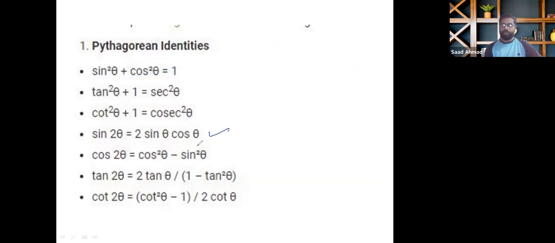And there are some other identities. Sine 2 theta is equal to 2 sine theta cos theta. Cos 2 theta is equal to cos squared theta minus sine squared theta, and tan 2 theta. So these are the basic identities that we normally use in trigonometry to solve different trigonometric equations, right?